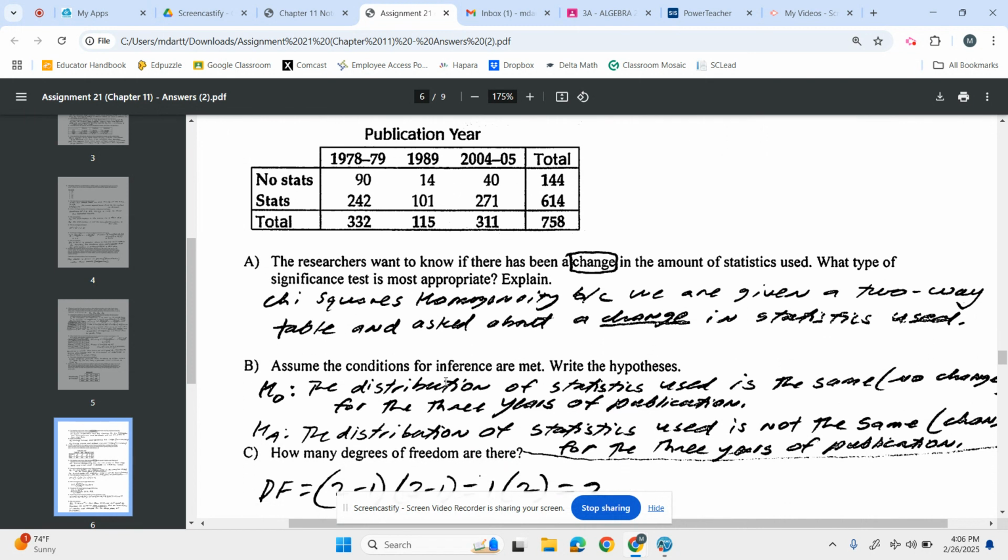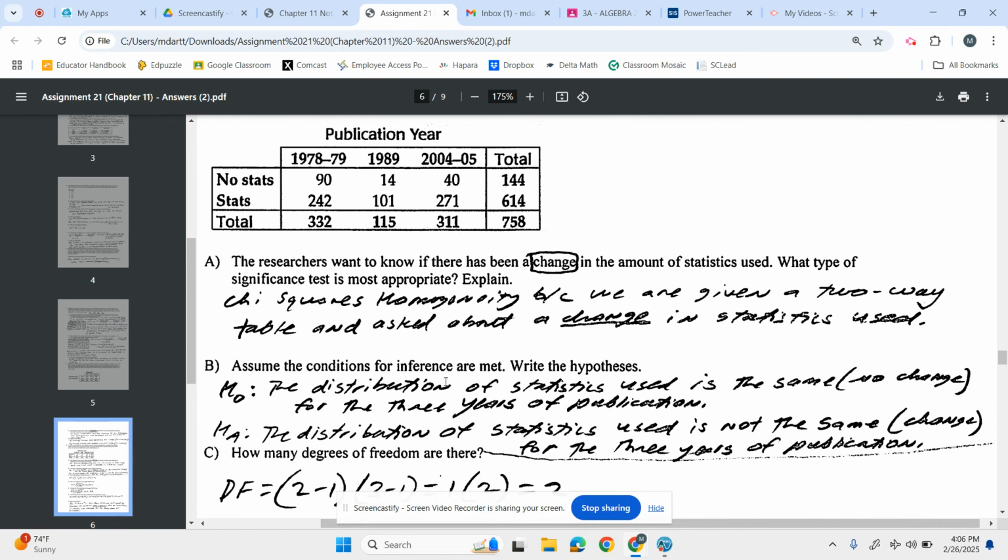So our null is always going to be some kind of equal sign. So in this case, it's going to be the same. Equal means same. So the distribution of statistics used is the same for the 3 years of publication. The alternative would be that the distribution is not the same or has changed. Remember, it's change up here. Has changed for the 3 years of publication.